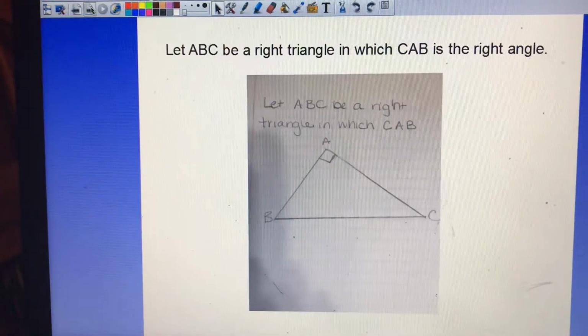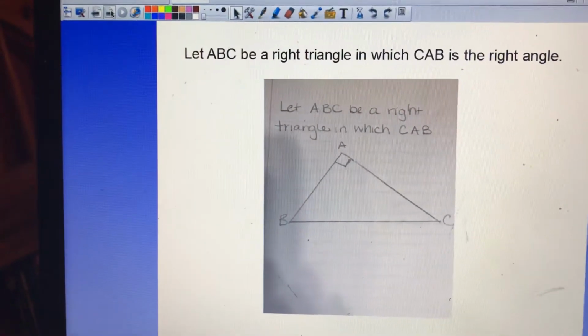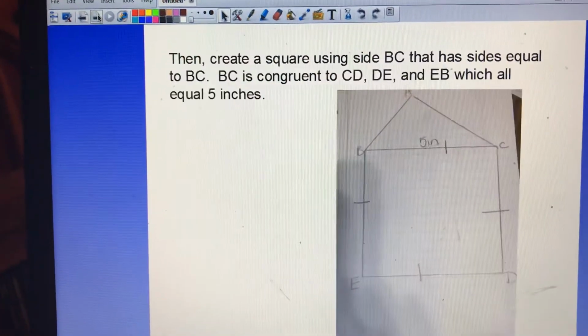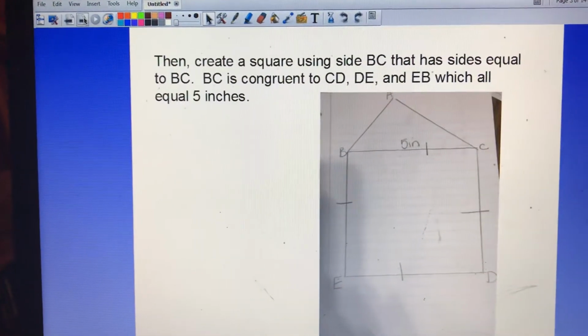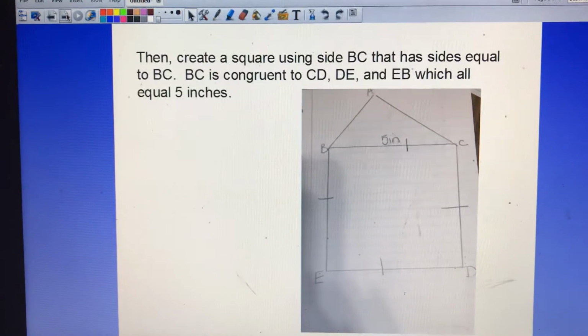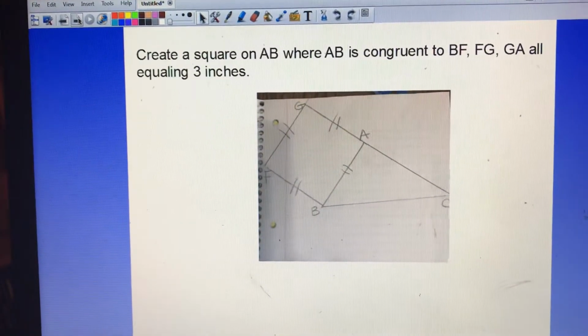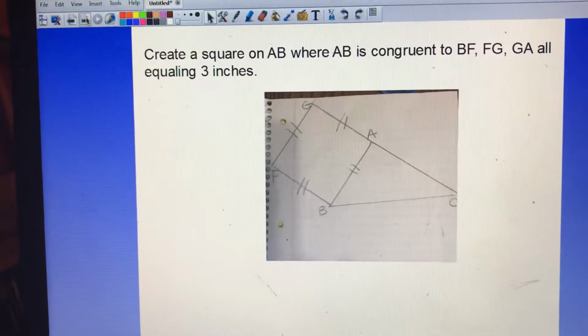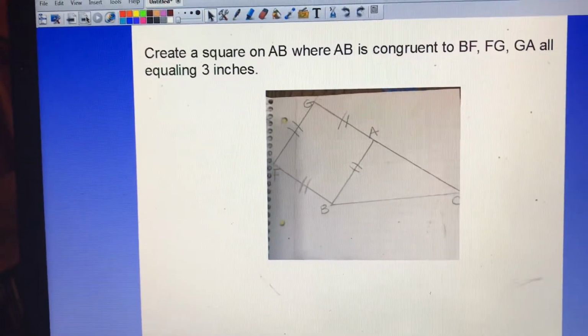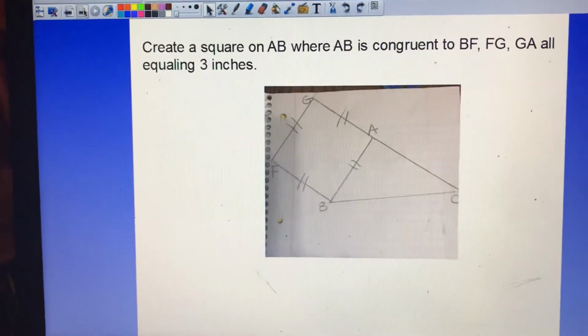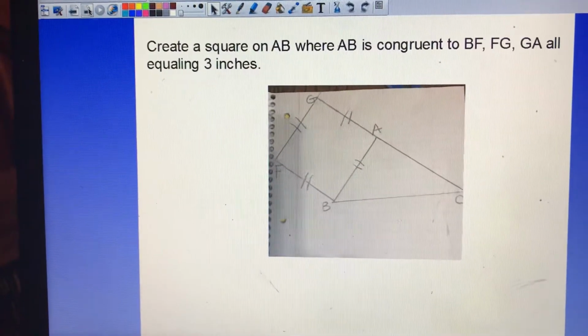So I started with a right triangle where A was the right angle and BC was the hypotenuse. Then I constructed a square on the side of the hypotenuse, which was 5 inches. Then I constructed a square on the side of the leg, which was 3 inches, and another square on the other side, which was 4 inches.